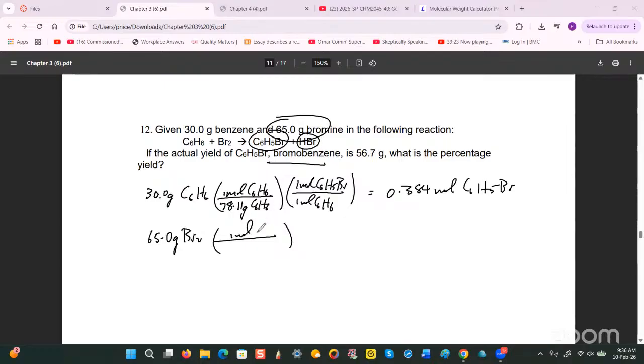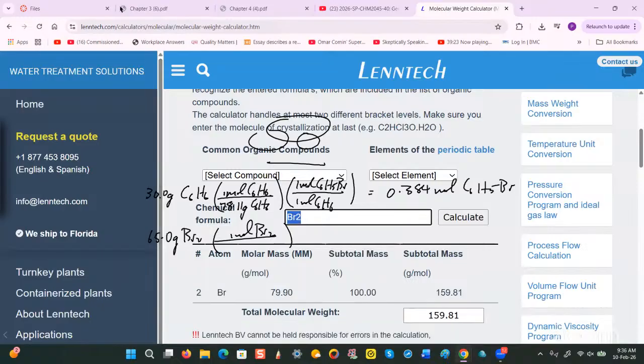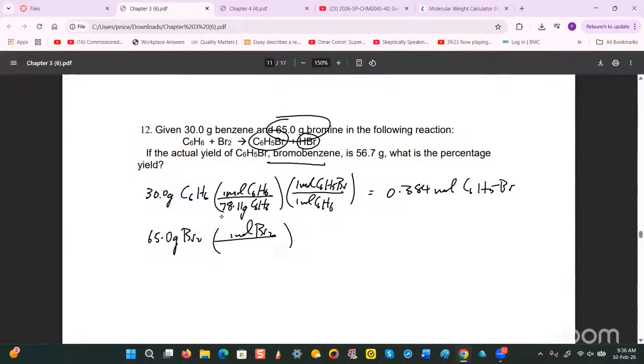1 mole of Br2 above, and down here the molar mass of bromine, which is, again, I'm going to go to my trusty calculator. Br2. So that's 159.81. So here I'm going to put 159.81 grams of bromine. All right, so that's how we get the moles of bromine, and then we look at the mole ratio between the bromine and the bromobenzene. Again, it's 1:1, so 1 mole of C6H5Br over 1 mole of bromine.